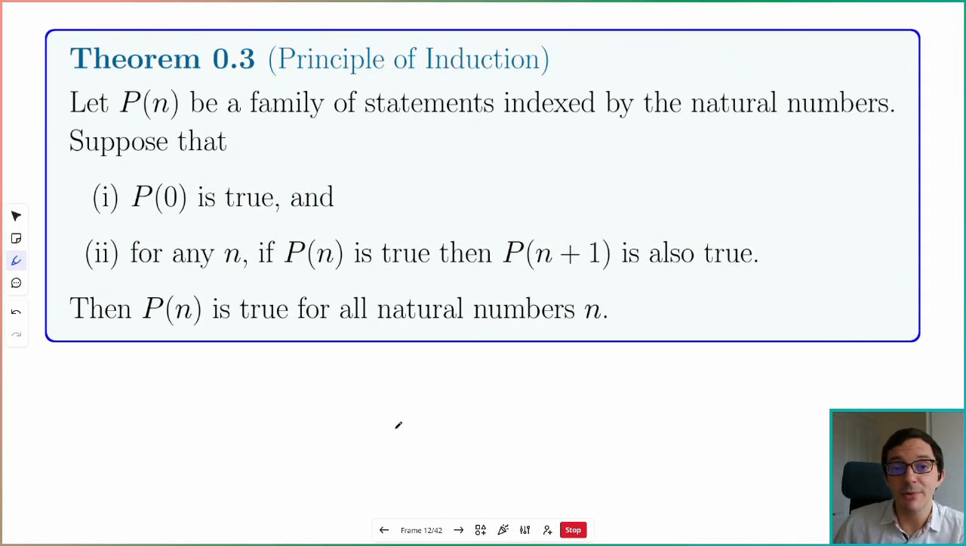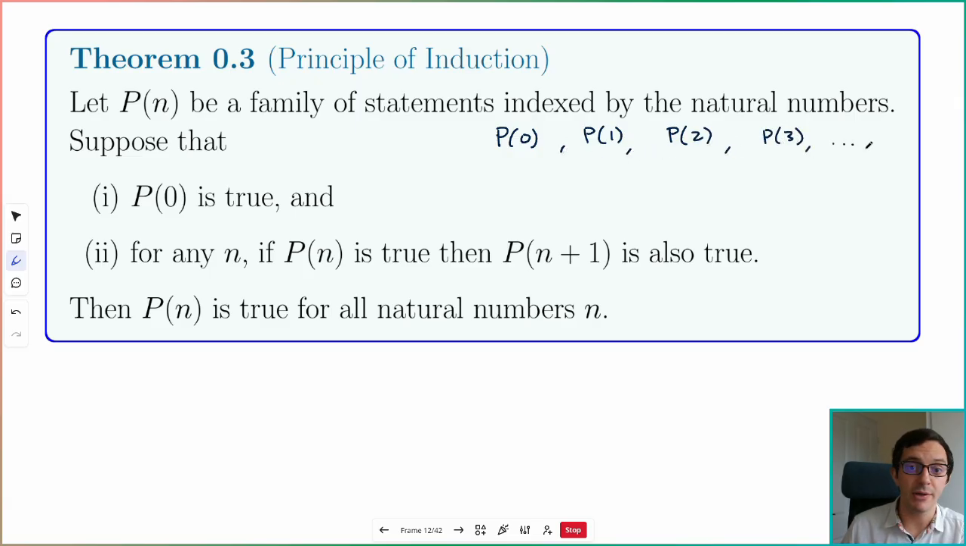So here's the principle of induction, and I'm presenting this as a theorem, which is a word for a true bit of mathematics. It talks about a family of statements, Pn, indexed by the natural numbers, by which I mean that there is a statement P0, some statement about the number 0, and then P1, P2, P3, and so on. For every natural number, there's a statement starting at 0.